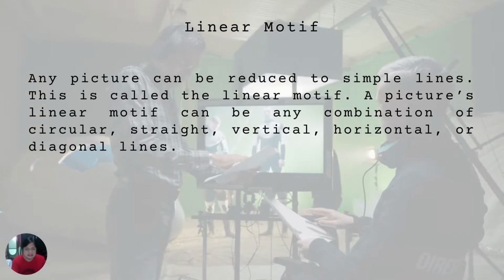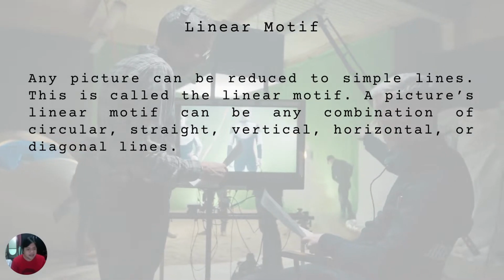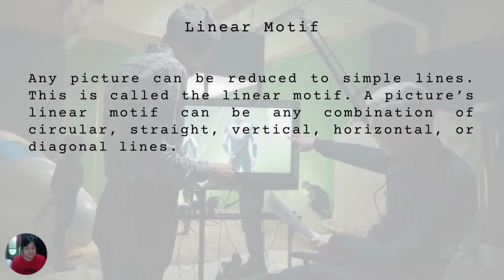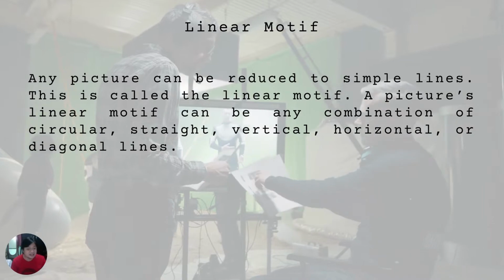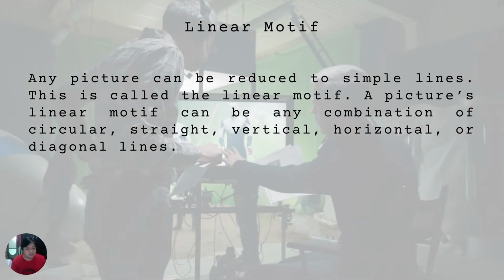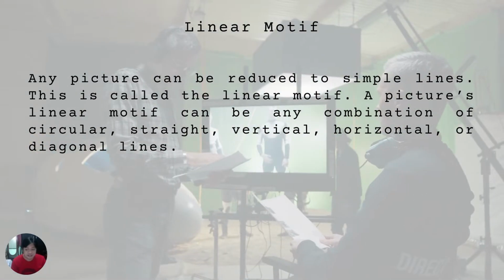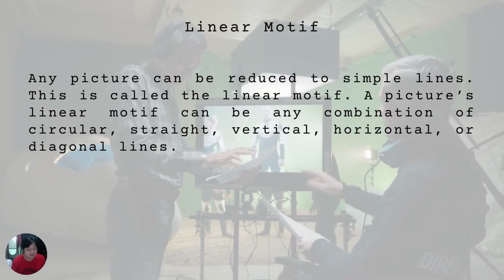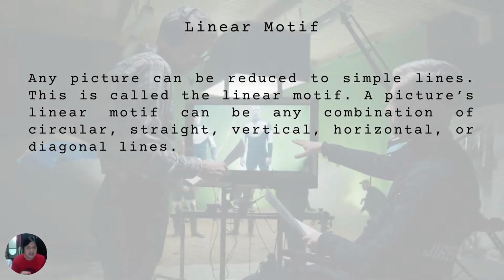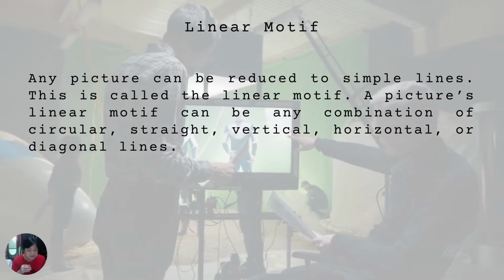Next, we have linear motif. Any picture can be reduced to simple lines. This is called the linear motif. A picture's linear motif can be any combination of circular, straight, vertical, horizontal, or diagonal lines.